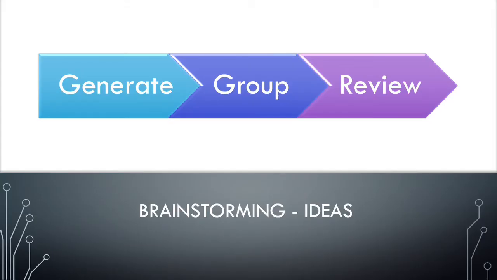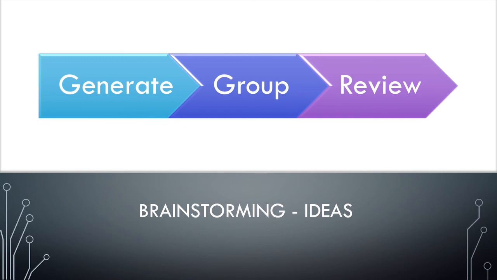Another really simple method for brainstorming is the ideas method. So here you can see there's only 3 steps. The first step is generating ideas. Essentially, this would just be a really long list, ideally, of potential ideas. And then you would group those ideas together by similar things.